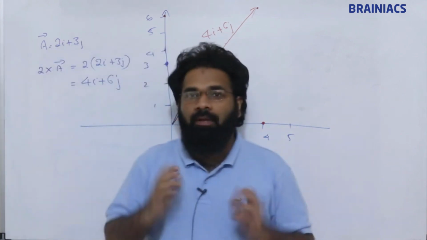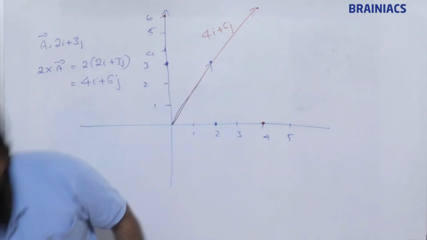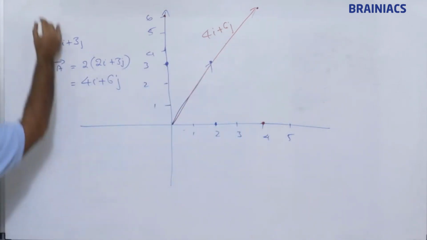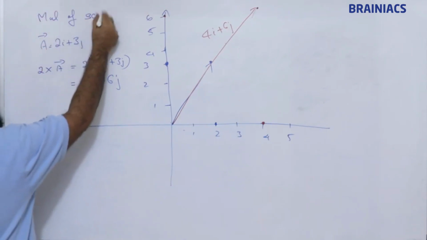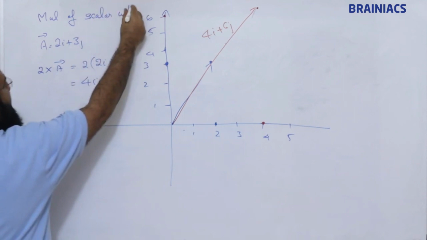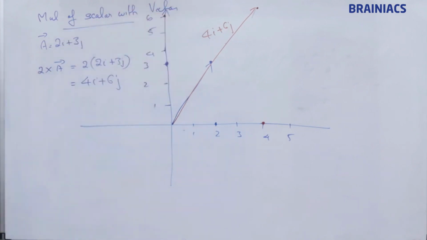Likewise, we can play with the vectors. So this is scalar into vector. How to multiply a scalar with a vector? This is the multiplication of a scalar with a vector. Okay, note down.